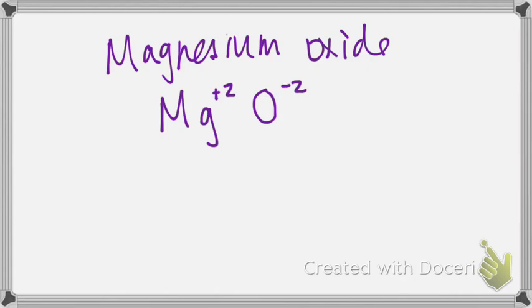What's my final formula? MgO. Very good. MgO, right? The 2 and the 2 just cancel each other out. Are we feeling good about canceling those charges or getting them to be neutral?